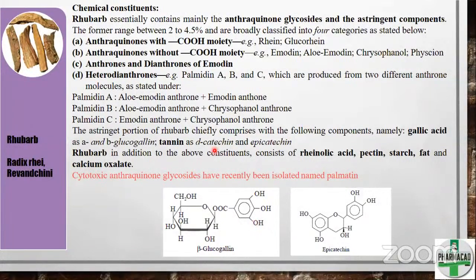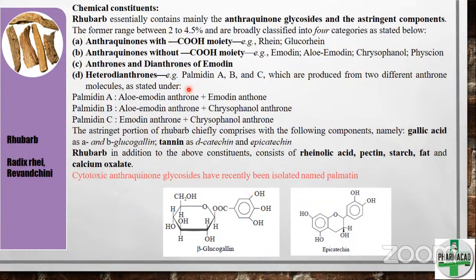Now, different chemical constituents, if we have a look at rhubarb, mainly are anthraquinone glycosides and the astringent components form a range between 2 to 4.5%. Okay, so anthraquinones with carboxylic acid moiety or without carboxylic acid moiety. If you guys know the first 5 structures, you will be able to write this down. Then there are anthrones and dianthrones, plus there are heterodianthrones like palmidin A, B and C. Here I will explain what heterodianthrones are.